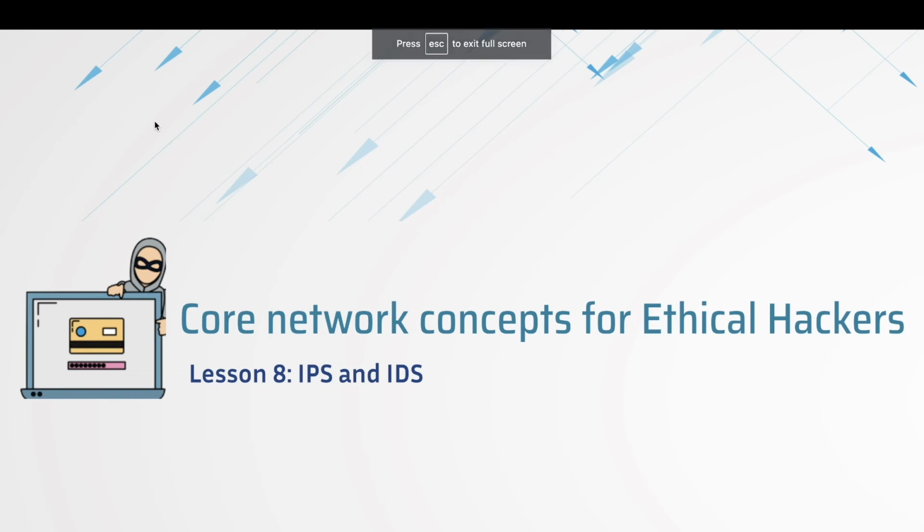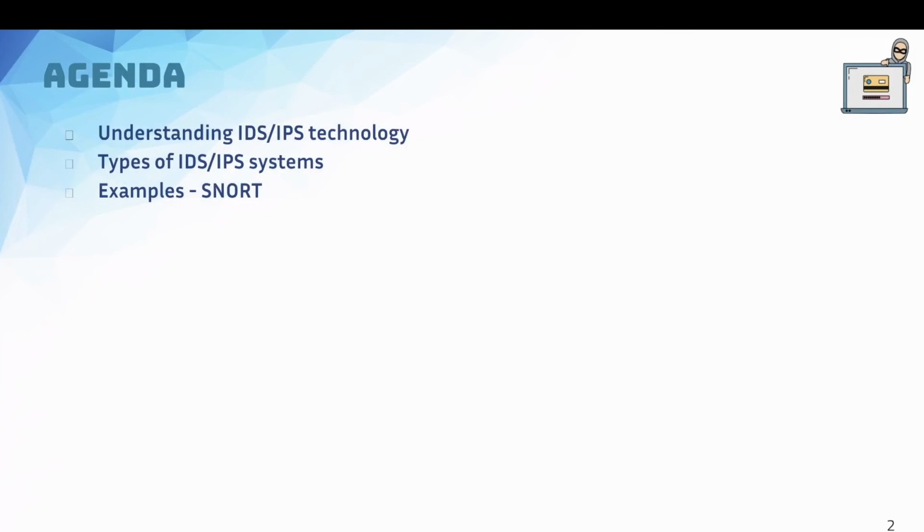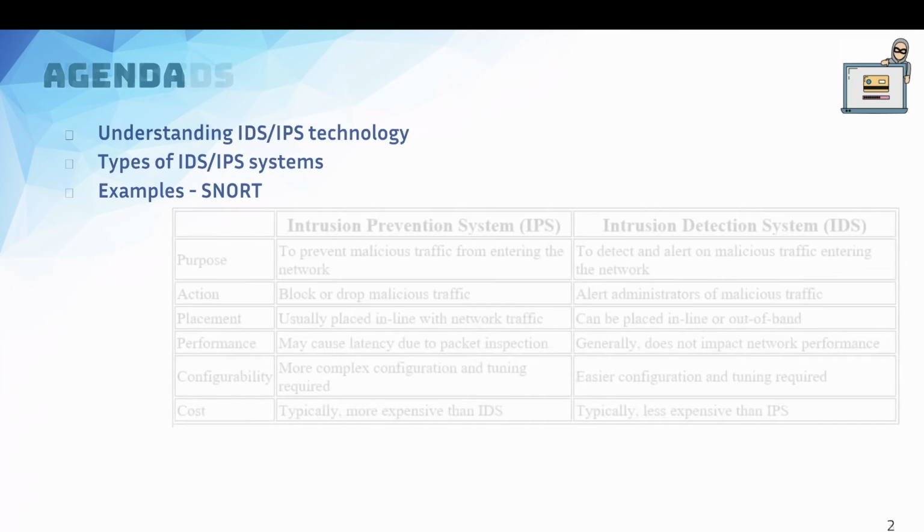IDS and IPS systems. Hands up if you've ever heard about these. So what is an IDS and what is an IPS? Let's talk about what they are, the types of systems that we have. And of course, I know that saying IDS, IPS systems is a little bit too much, because IDS means intrusion detection system and IPS means intrusion prevention system. Forgive me for that. And we will also look at some examples of Snort.